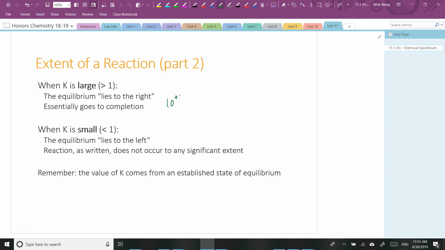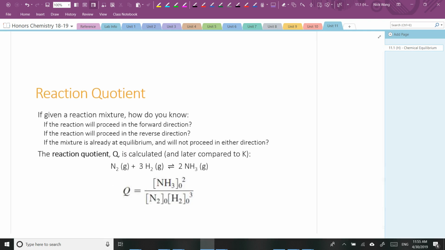And that means it doesn't really proceed to the right that much. You have very, very few products versus reactants. Remember the value of K, though. This is always something that comes from when you established equilibrium. So if you start off by being given initial amounts, you can't make any kind of comparison.